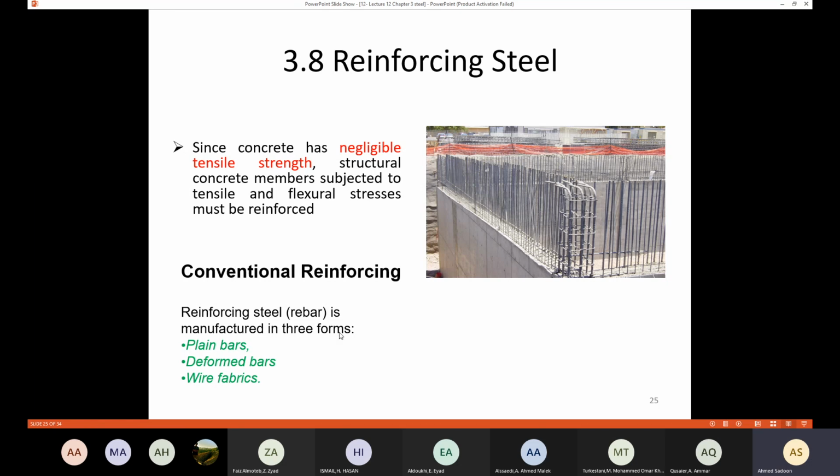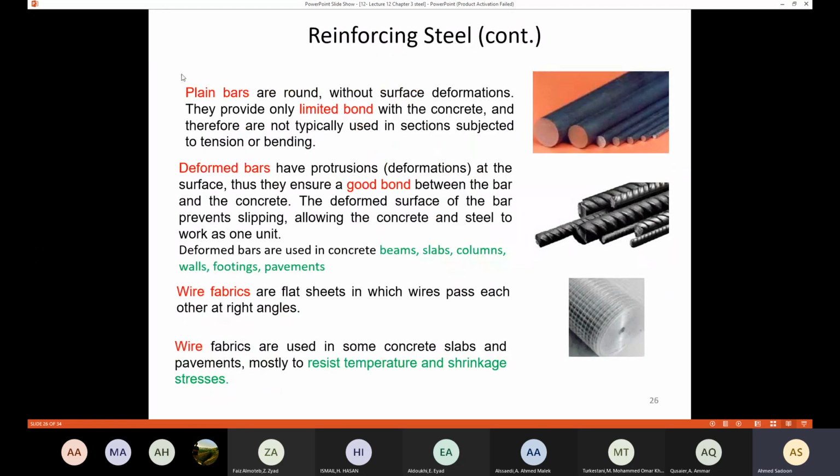rebars. So the reinforcing steel or the rebar is manufactured in three forms. We have the plain bars, we have the deformed bars, and we have the wire fabrics. So let's talk about each and every one of them. We have the plain bars. Usually they are going to be round like this one here without surface deformation, which means that the surface is smooth like you can see here.